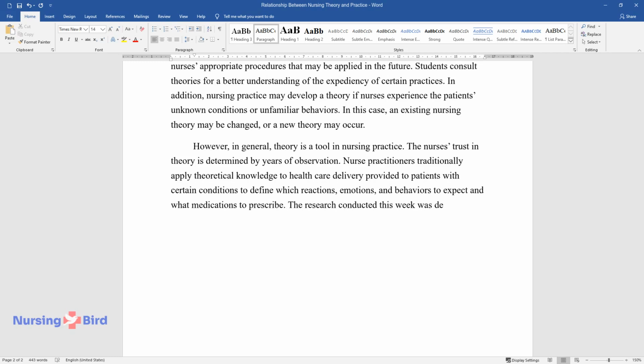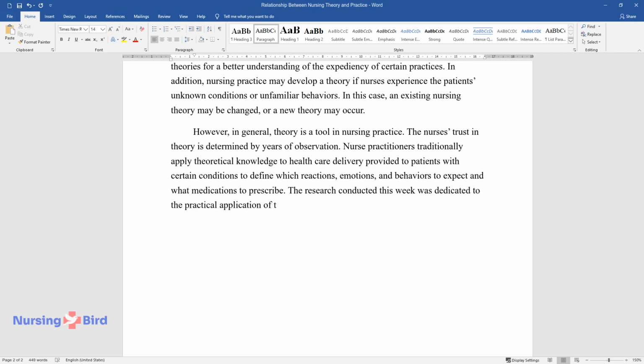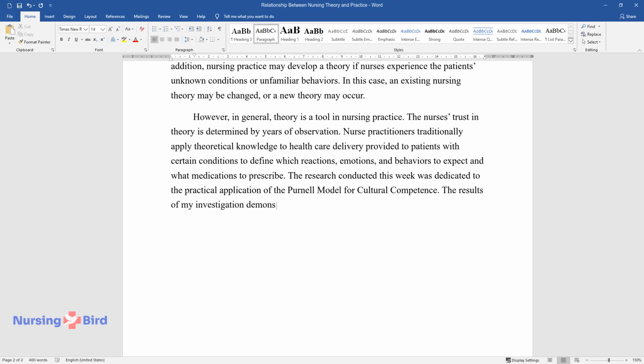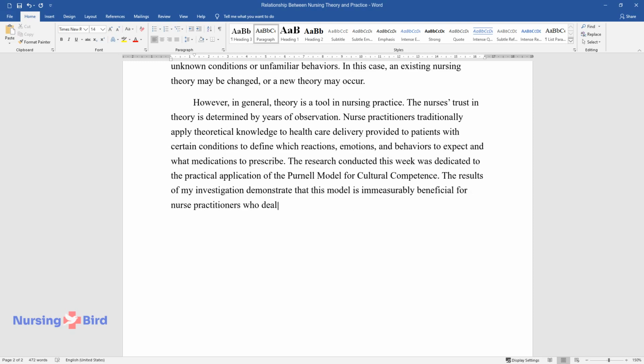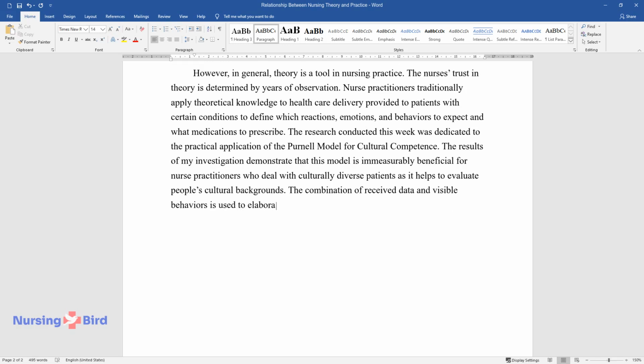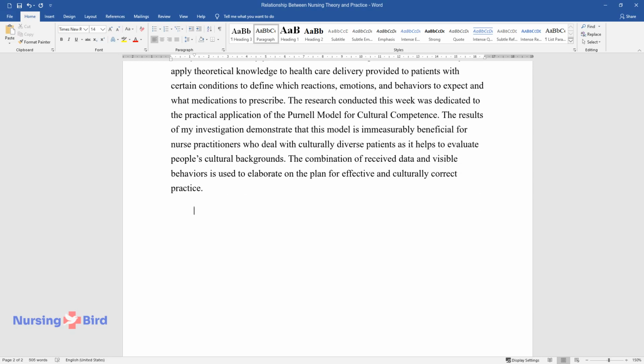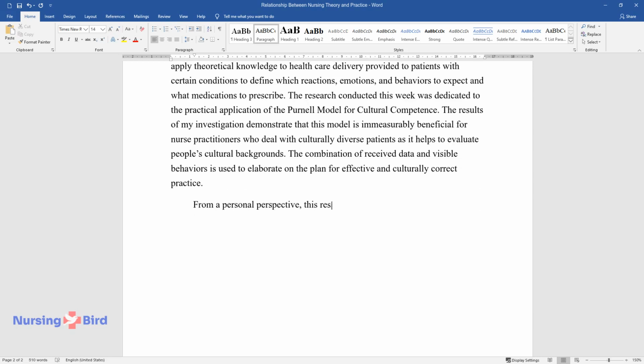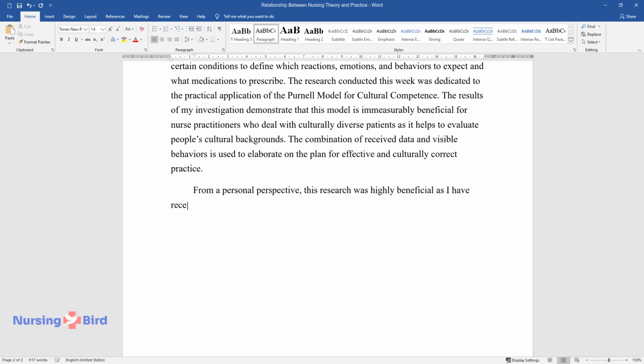The research conducted this week was dedicated to the practical application of the Purnell model for cultural competence. The results of my investigation demonstrate that this model is immeasurably beneficial for nurse practitioners who deal with culturally diverse patients, as it helps to evaluate people's cultural backgrounds. The combination of received data and visible behaviors is used to elaborate on the plan for effective and culturally correct practice. From a personal perspective, this research was highly beneficial, as I have received well-defined guidance related to cultural competence.